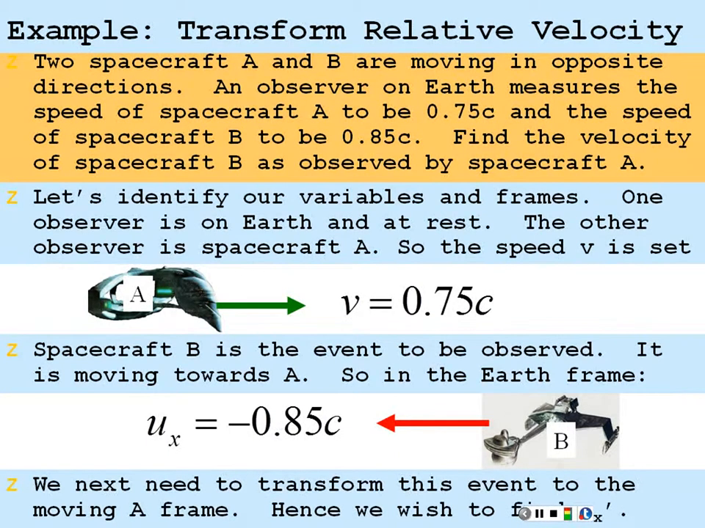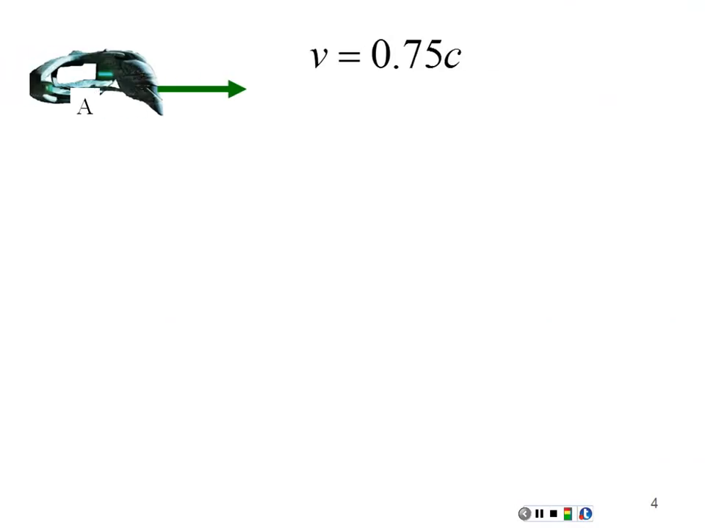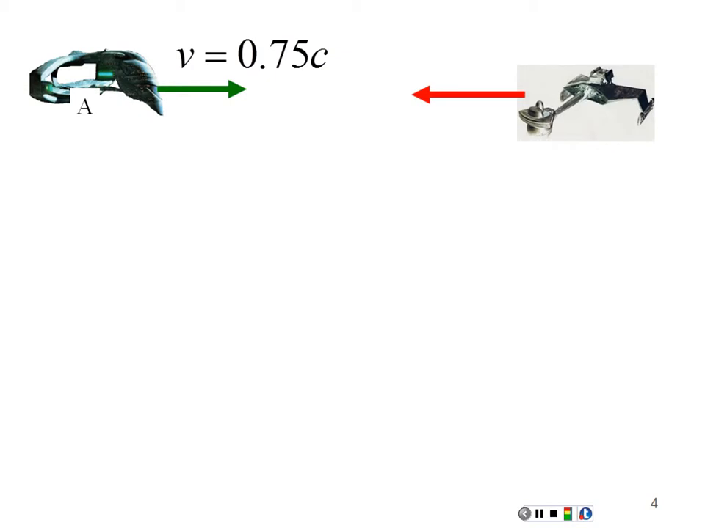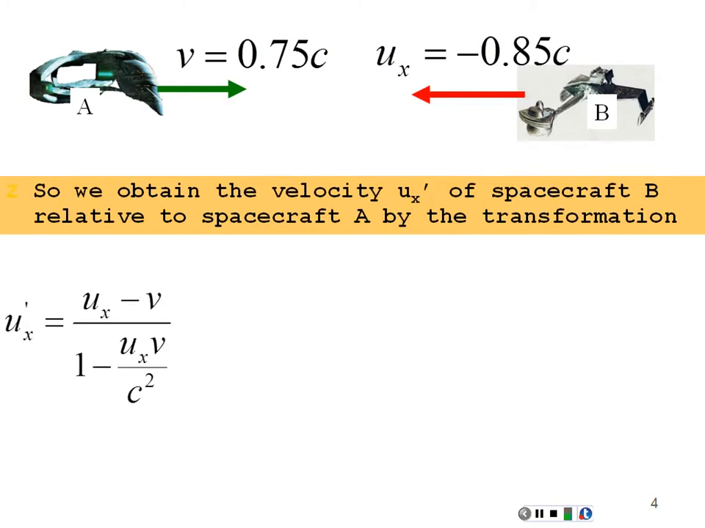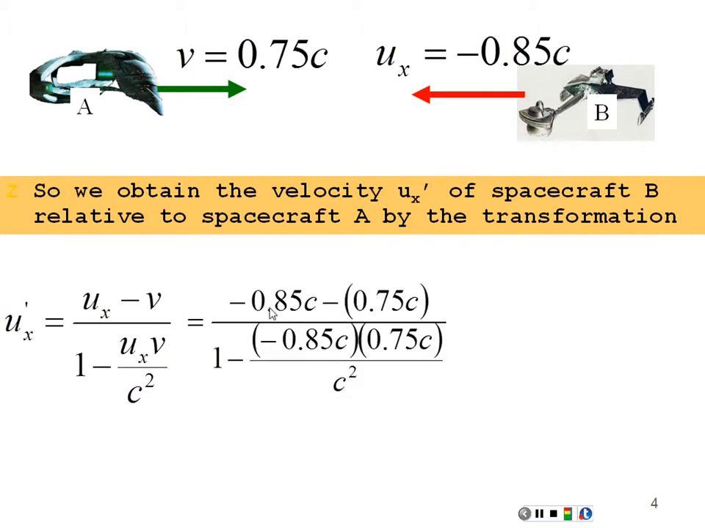So we wish to find this event, u sub x prime, using our transformation equation. Relative velocity is 0.75 c. The event in the rest frame of Earth is negative 0.85 c. Our transformation equation is the event velocity minus the relative velocity, over 1 minus the event velocity times the relative velocity over c squared. So we have the event, negative 0.85 c, minus the relative velocity, 0.75 c, over 1 minus the event, negative 0.85 c, times 0.75 c over c squared. The c squares cancel out.